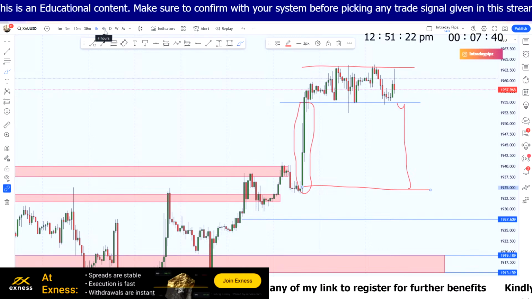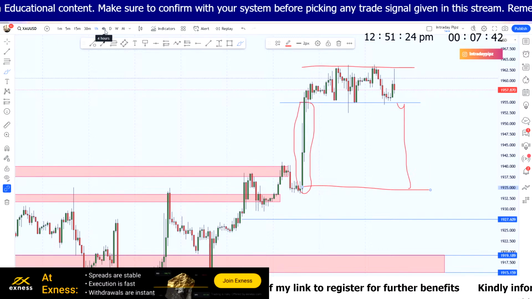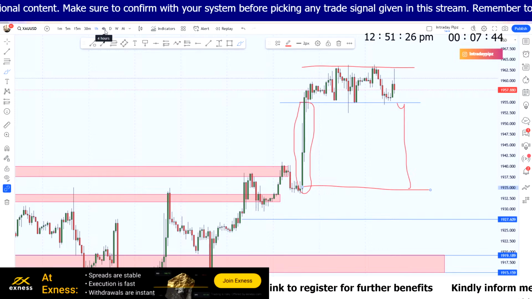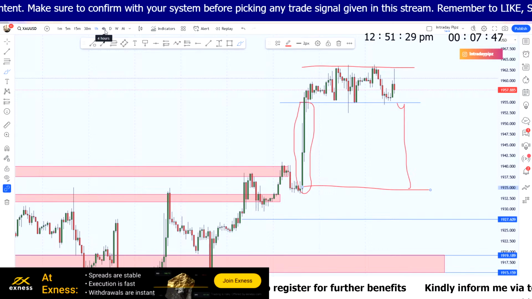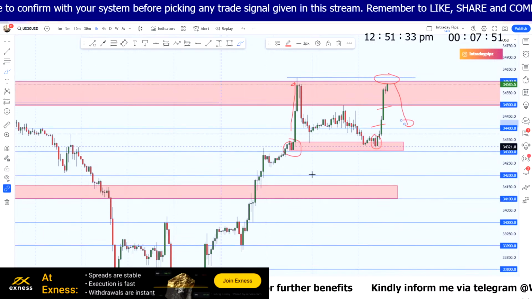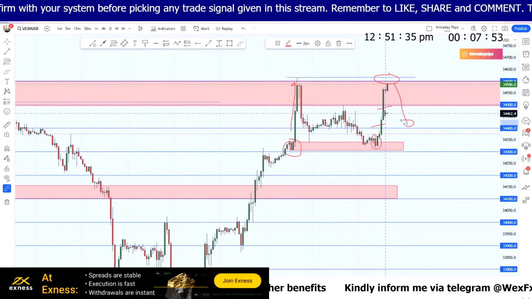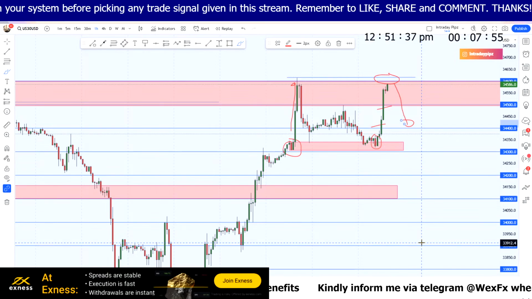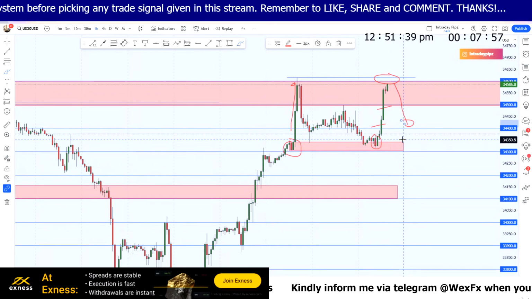I made mention that we're going bullish on pound USD this week. I made mention that we are going bullish on US oil this week. I also made mention we are going bullish on US30, where we are going to retest before going down. But of course, US30 did not go down.